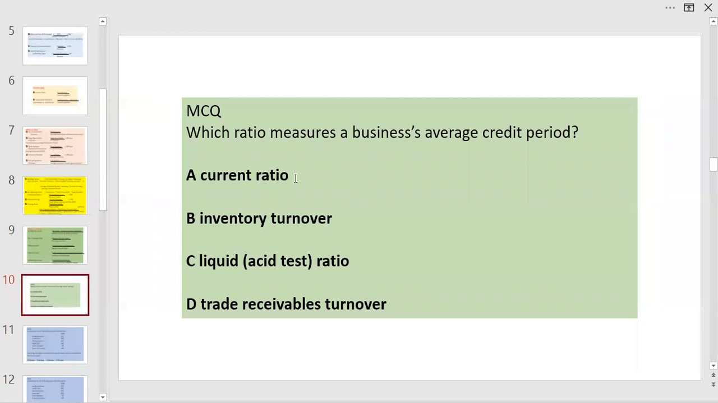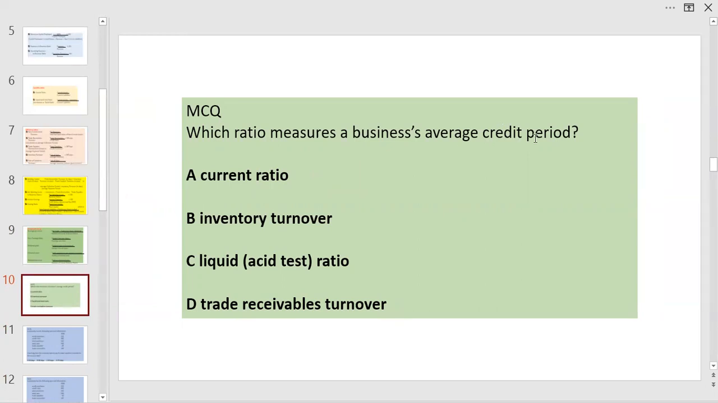Current ratio refers to the relationship between current assets and liabilities. Is about the relationship between inventory and turnover. Acid test ratio is current assets minus inventory compared with the current liabilities. Therefore, the answer D, which refers to the average receivables over turnover, giving the payment period or credit period.